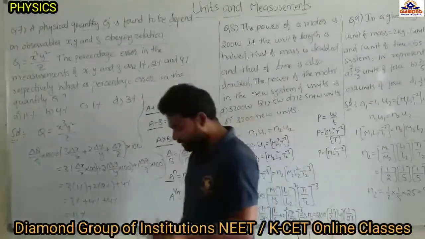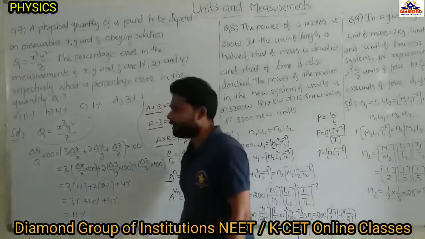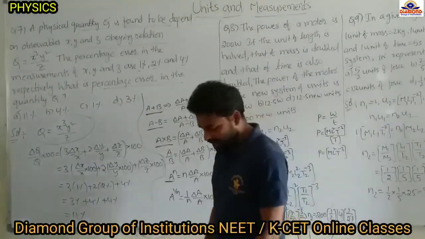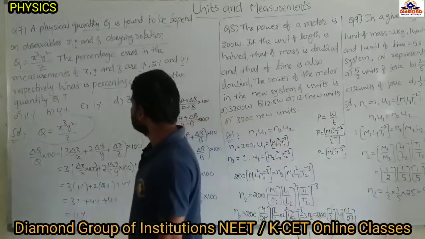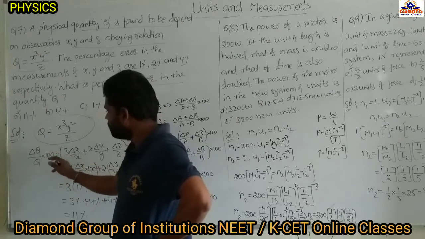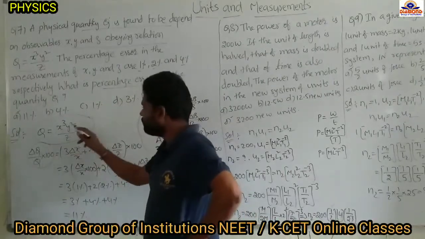So now the given quantity, q equal to x cube y square by z. They are asking the percentage error. So percentage error equal to error by initial value, del q by q into 100. This is the percentage error of q. Now express this one, x cube y square by z.